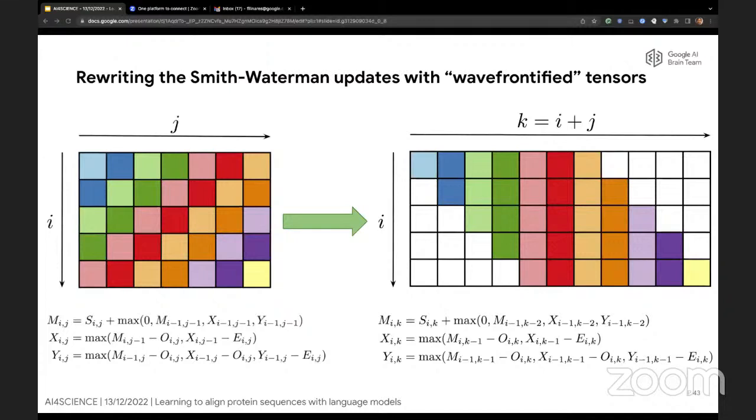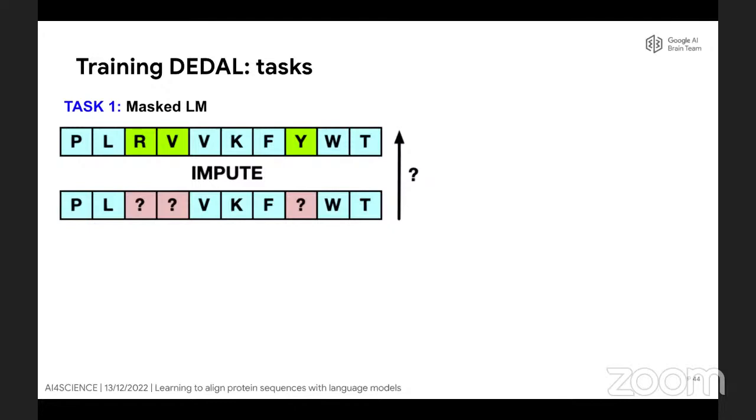So the way we trained the model was with a multitask setting. So we had 3 tasks. One is just masked language modeling, nothing new here, BERT style. So for those who don't know about it, the task is just we take a protein, we mask out some of its residues, and the model has to predict, basically impute what were the missing values. This is mostly for pre-training.